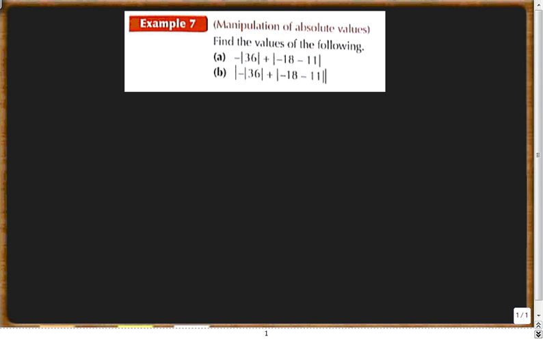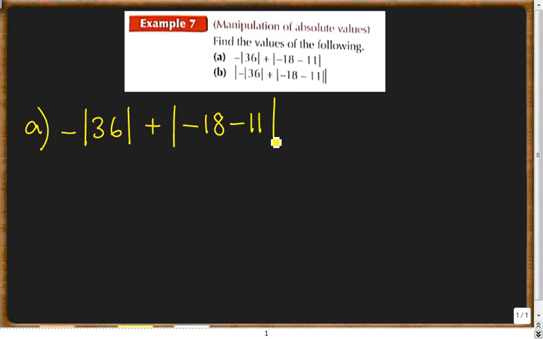Example 7 has us working with absolute values. Our first problem says negative absolute value of 36 plus the absolute value of negative 18 minus 11. So think about "please excuse my dear Aunt Sally," as in our order of operations. Absolute values are a type of parentheses. They're grouping things together, so that comes first.